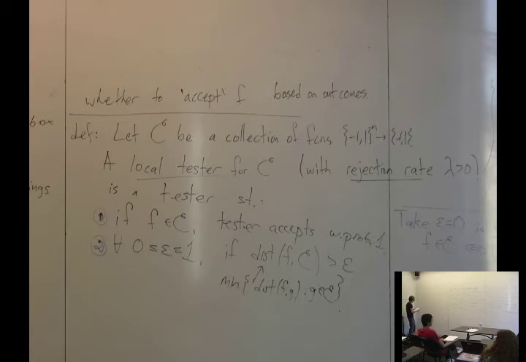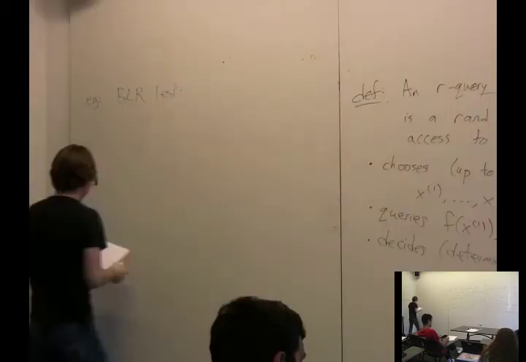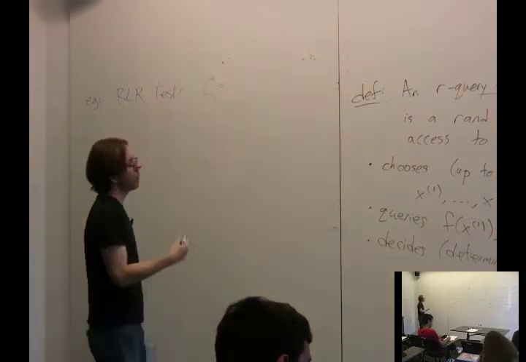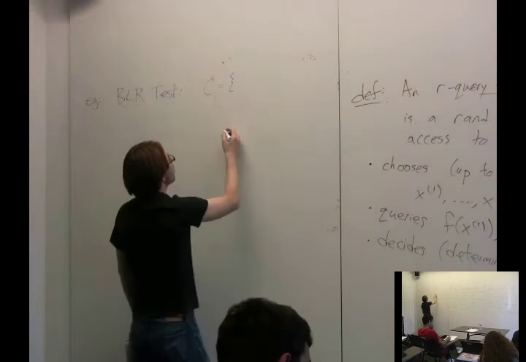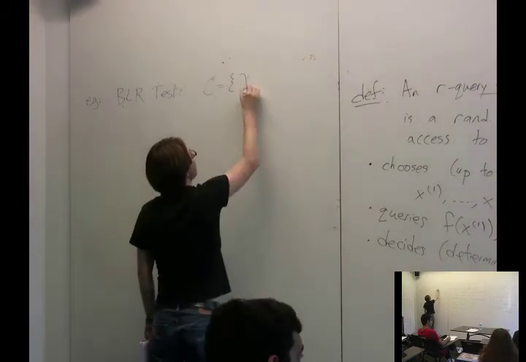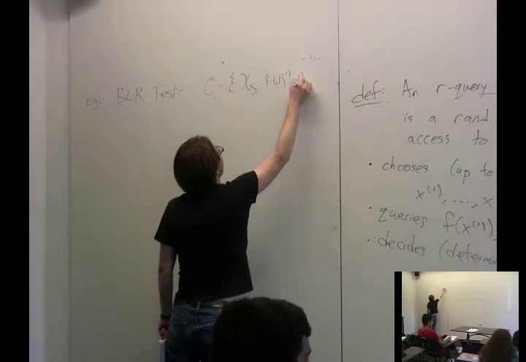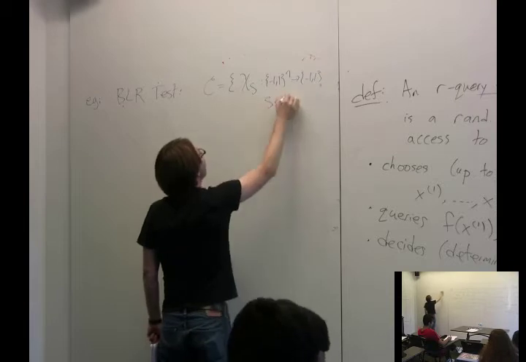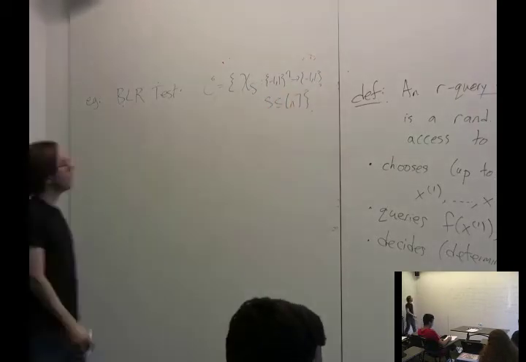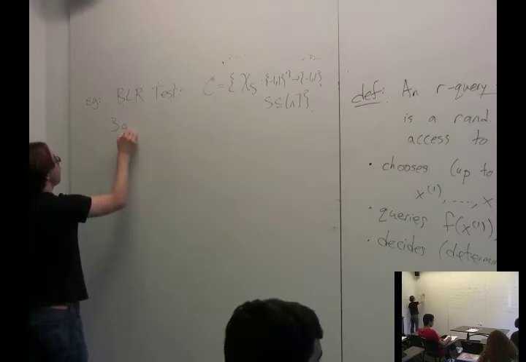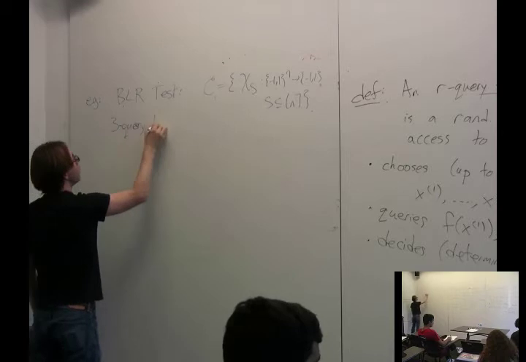So here's an example. This is from lecture 2. It's called the BLR test, Blum-Luby-Rubinfeld. It's for the class of linear functions, F2 linear functions, although by now we're mostly happy with plus or minus 1 notation, so you might also think of it as the class of parity functions, chi_S for all subsets S. So it's a class of 2 to the n functions. And how did it work? It was a 3-query local tester.